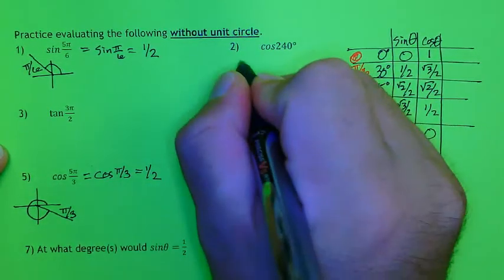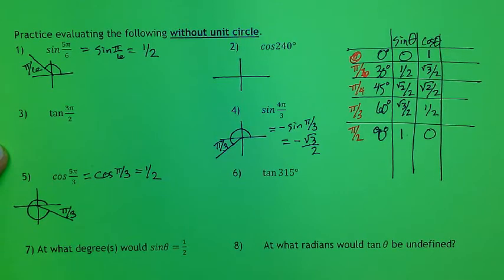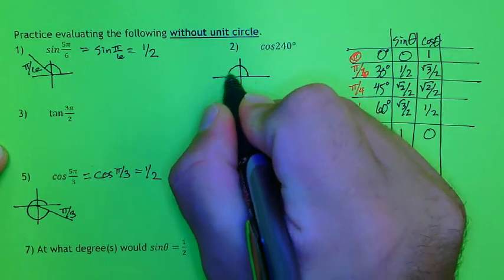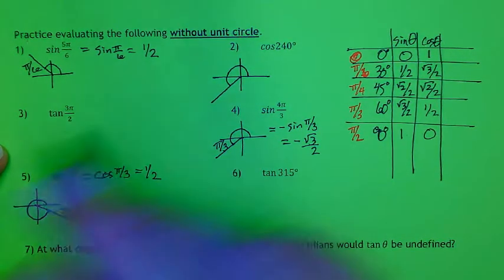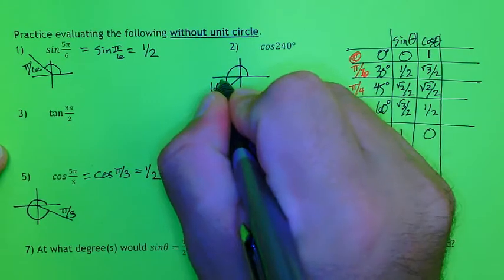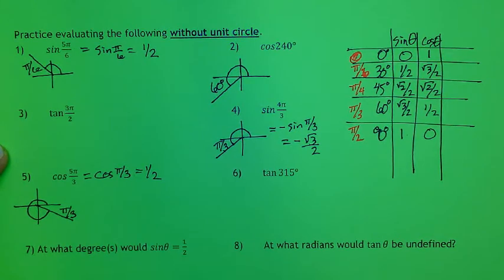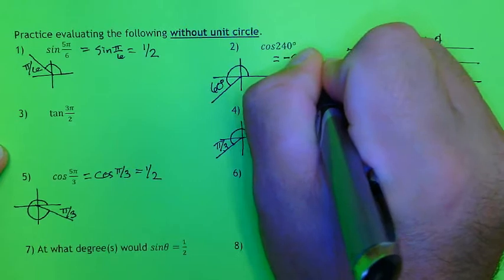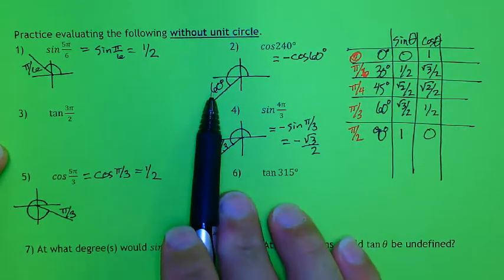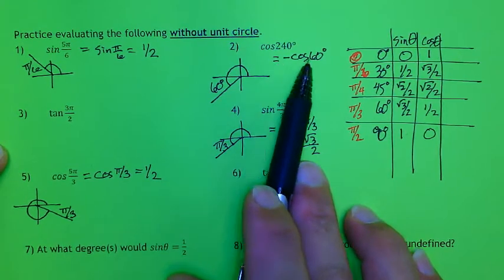240 degrees. In which quadrant is it? Well, it's more than 180 but less than 270, so over here in the third quadrant. What's the reference angle? 60 degrees. What takes me back to the x-axis, positive and acute. So I know this will be the same as the negative cosine of 60 degrees. Reference angle, negative, third quadrant.